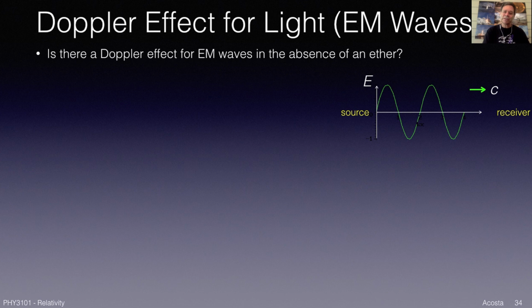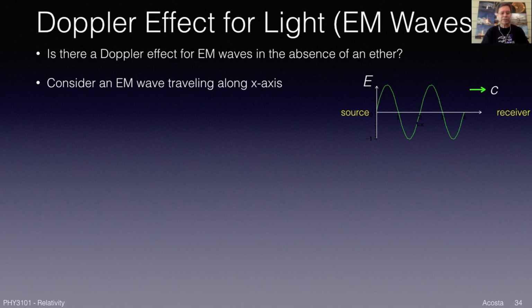So the question is, is there a Doppler effect for EM waves in the absence of an ether? Electromagnetic waves don't need air to propagate in. They don't need anything. Everyone in an inertial frame measures the same speed of the wave, c. So maybe there's no Doppler effect at all. So that's what we want to explore in this lecture.